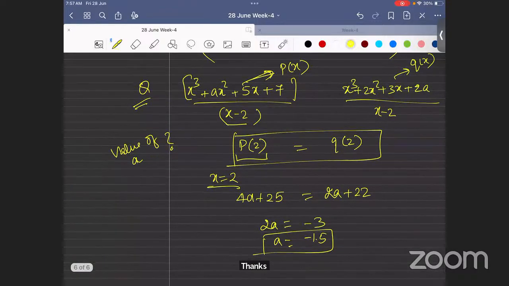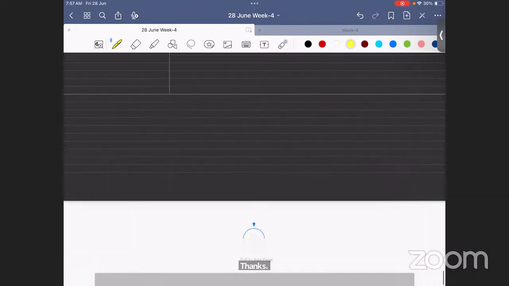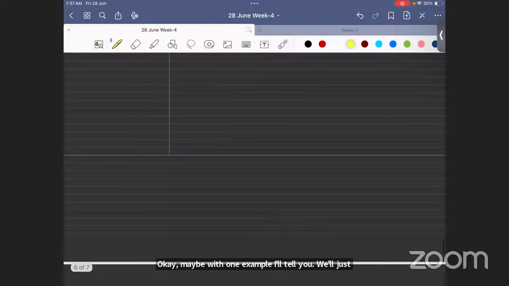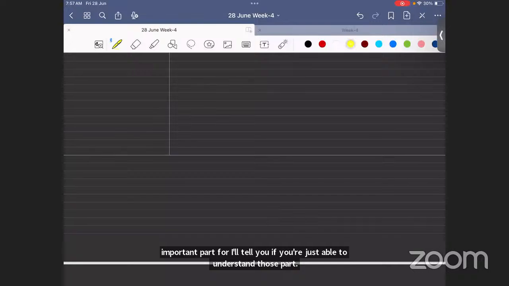So, okay, let's move to the next part, and that is basically how you will plot the polynomial function. Maybe with one example I'll tell you. We'll just deal with the turning point, and that is the most important part. If you are just able to understand those parts, the 2 questions that will be given in your exam, you will be able to solve them.